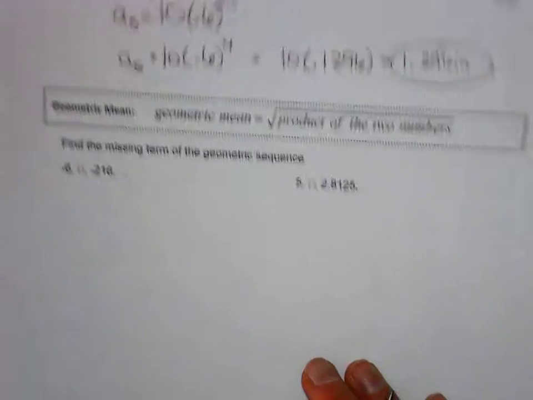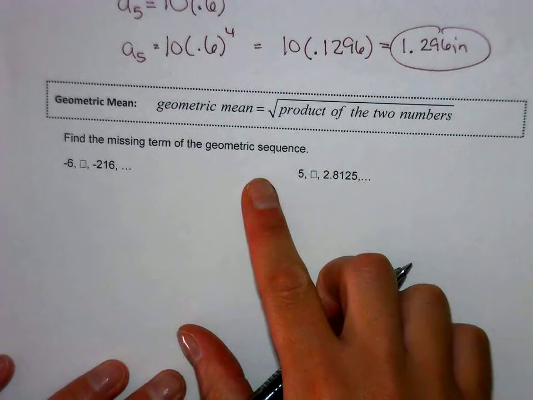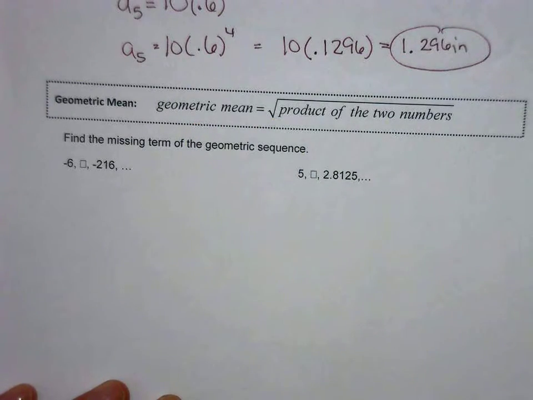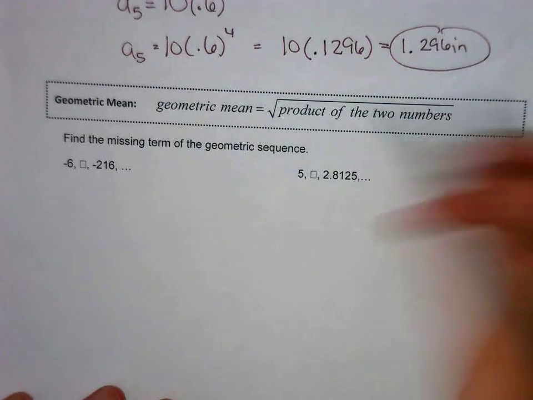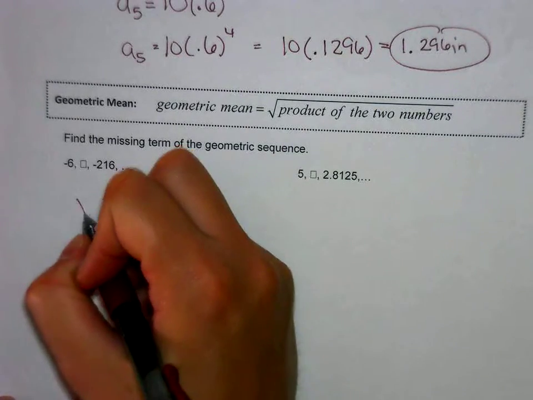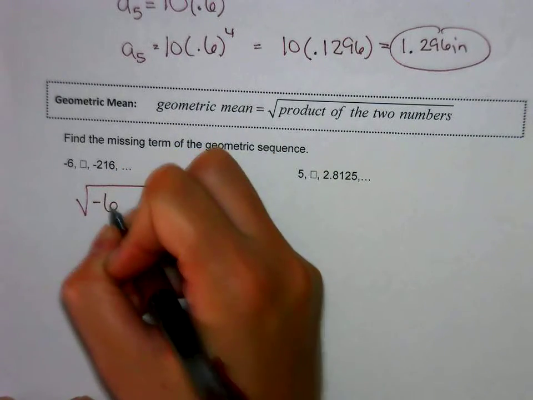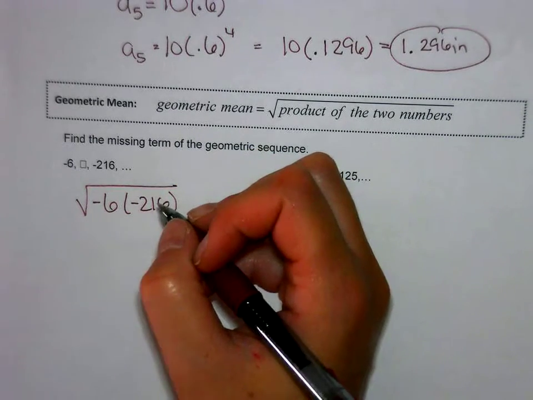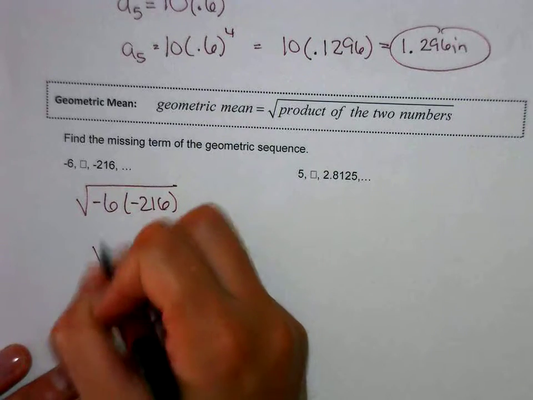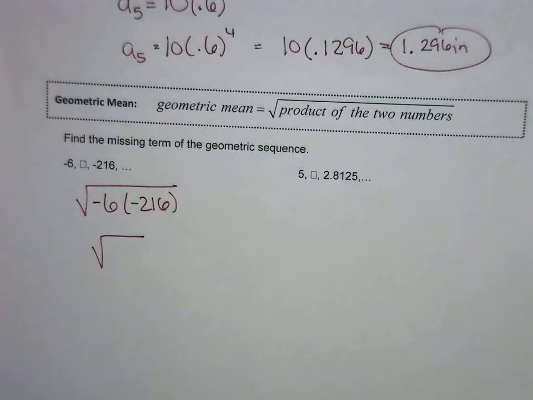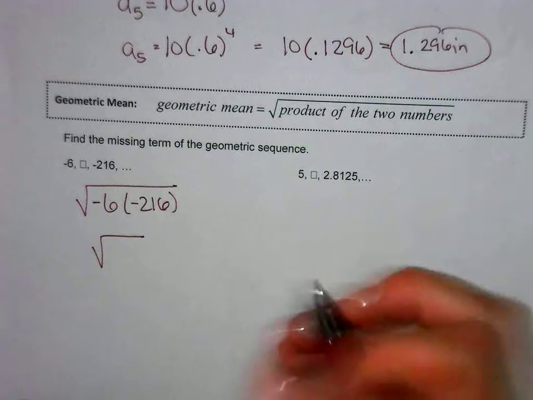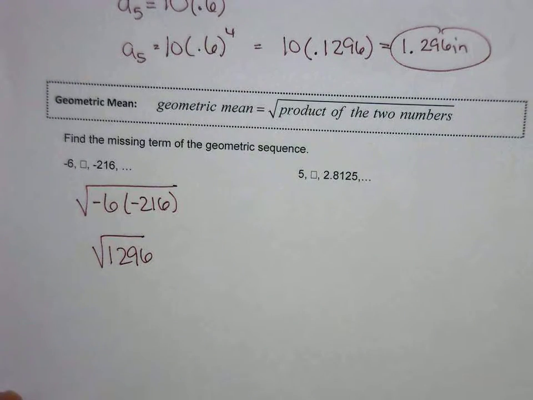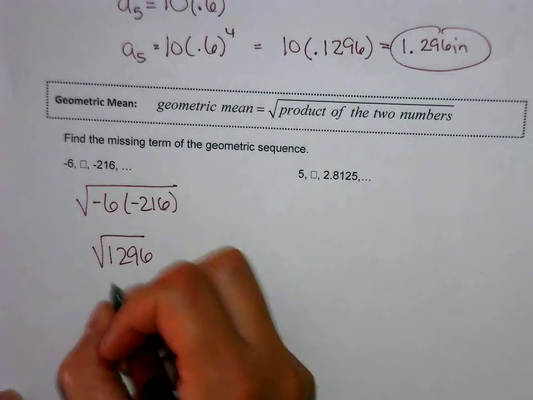Alright, last step, let's look at the geometric sequence and finding the missing term. To find the geometric mean, we take the square root of the product of two numbers. And remember, the product means multiplication. So to find the geometric mean, I want to take our two numbers, -6 and -216, and multiply them together. So -6 times -216 leaves us with 1,296. And when we take the square root of that answer, we have 36.